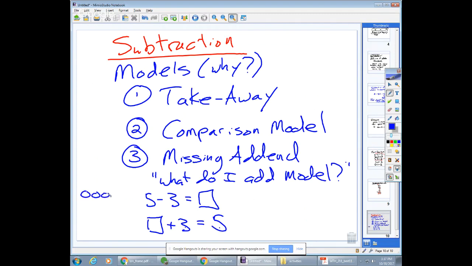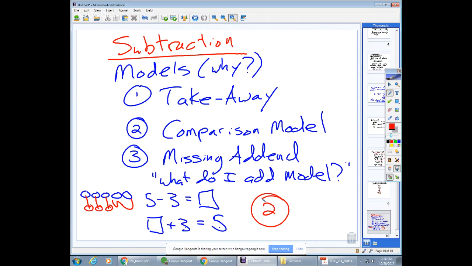So here's my 5 things. And here's my 3 things, and they match up everywhere but with those 2 pieces here. So it's like a comparison leading me to an answer of 2. And so that's called the missing add-in model. It's like a comparison model, but written down a slightly different way.